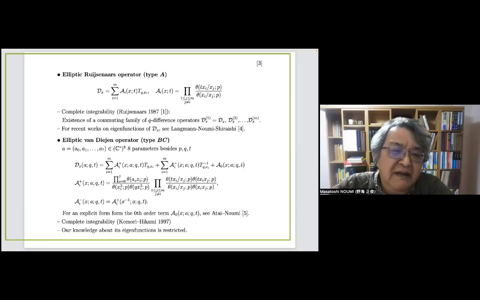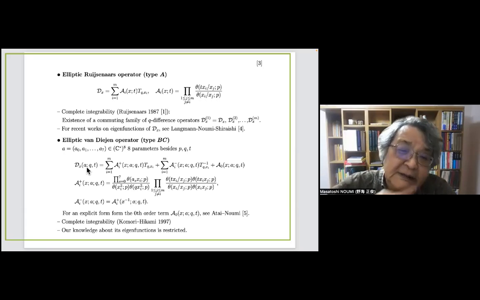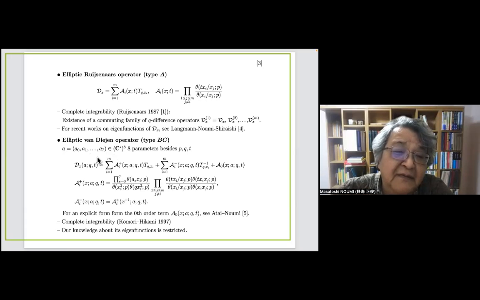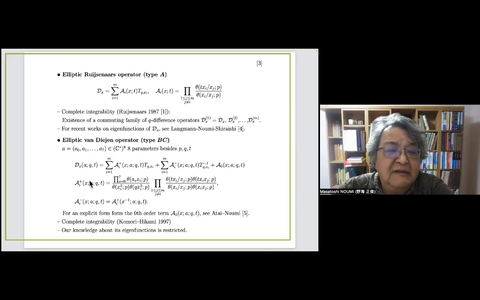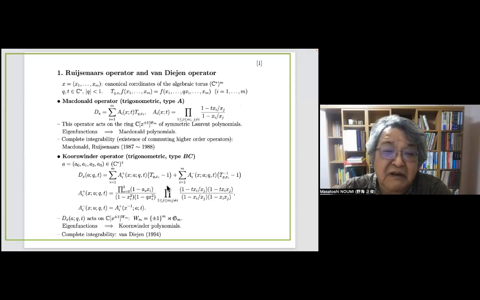Okay, this is the A-type case. And in the BC type case, you now have 8 parameters, a_0, a_1 up to a_7. In the trigonometric case you have 4 parameters, but in the elliptic case the number of parameters is doubled to 8 parameters. So you have 8 parameters besides p, q and t. And the first order operator takes this form. Now you have T_{q,x_i} and T_{q,x_i} inverse here, and in front you have some coefficient. And also there is a zeroth order term like this. So in some sense, the operator can also be written in that form.